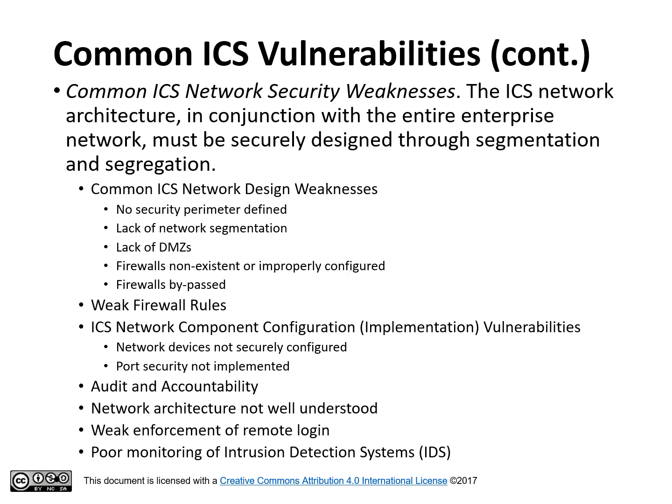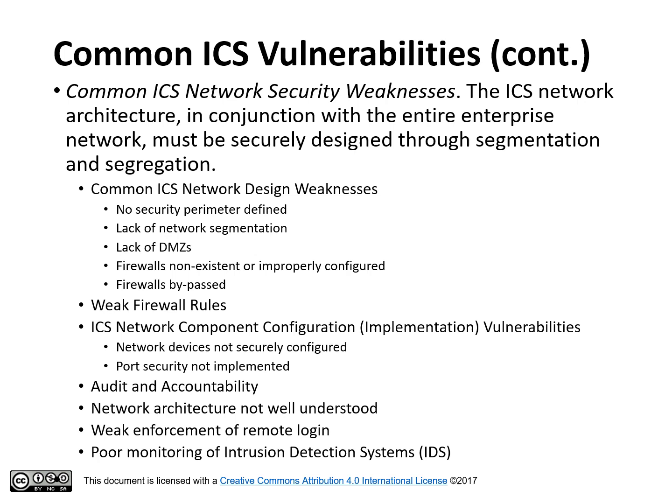Common ICS network security weaknesses. It is imperative that the ICS network architecture, in conjunction with the entire enterprise network, be securely designed through segmentation and segregation, a defense-in-depth mechanism. By segmenting the network into security zones and controlling the flow of information between these zones, security risk can be minimized. The secure ICS architecture concept is explored in more detail in a subsequent lesson.